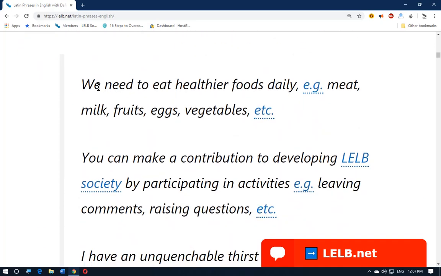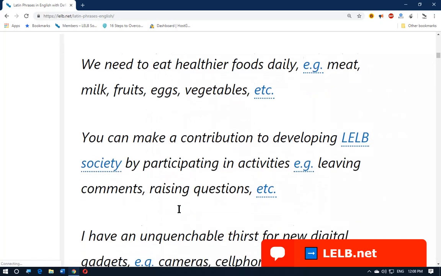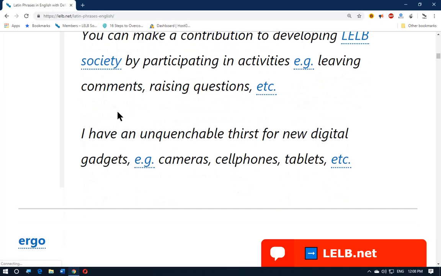Let's say we need to eat healthier foods daily. For example, meat, milk, fruits, eggs, vegetables, etc. Etc. means and others. And you can make a contribution to developing a LELB society by participating in activities, for example, leaving comments, raising questions, etc. And I have an unquenchable. Unquenchable means insatiable or voracious thirst for new digital gadgets, for example, cameras, cell phones, tablets, etc.